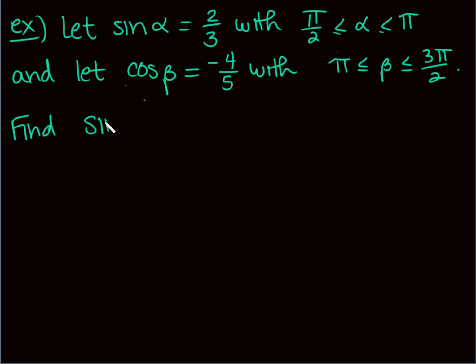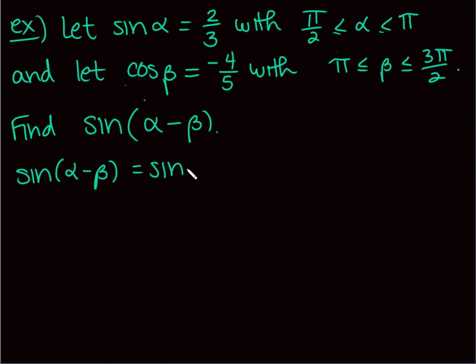Let's find the sine of alpha minus beta. If you look back at your identities, sine of alpha minus beta is the sine of alpha times the cosine of beta, minus the cosine of alpha times the sine of beta. So look at the things that we know.